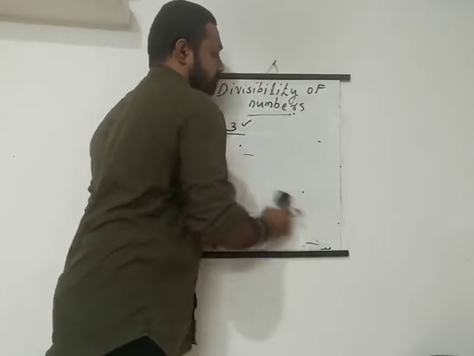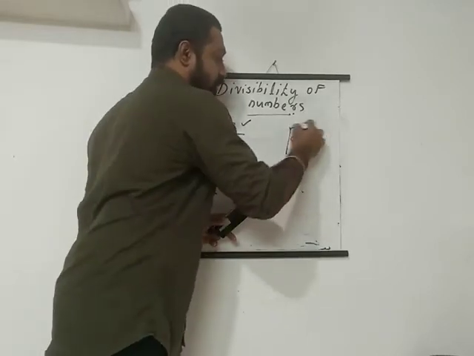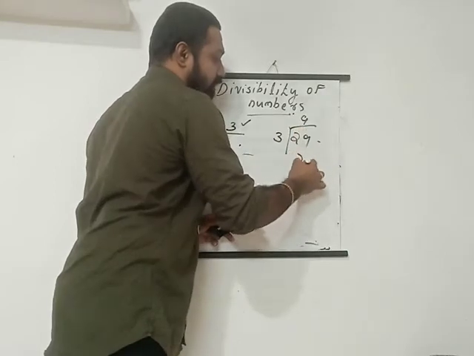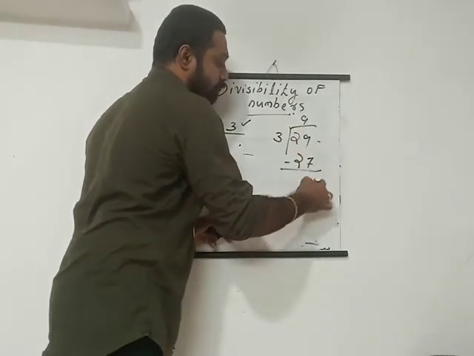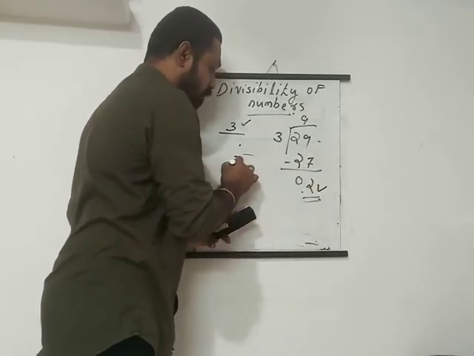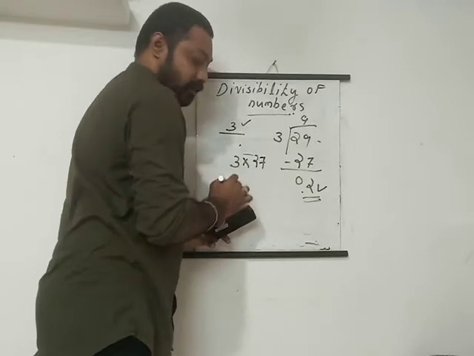29. Okay, when you divide, we can see that 9 3s are 27. Then when we subtract, we get a remainder of 2. That means 29 is not divisible by 3. Understand? It is not divisible by 3.